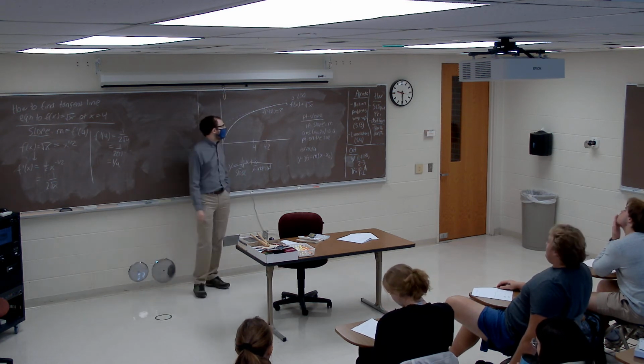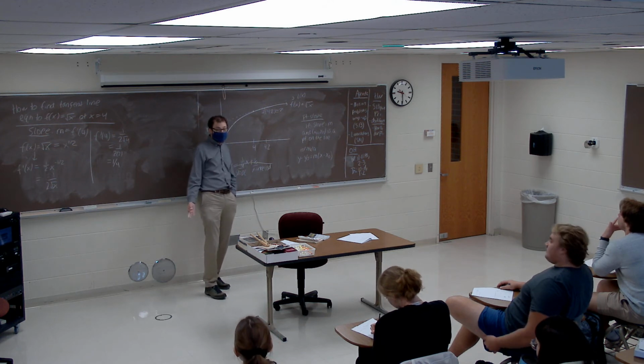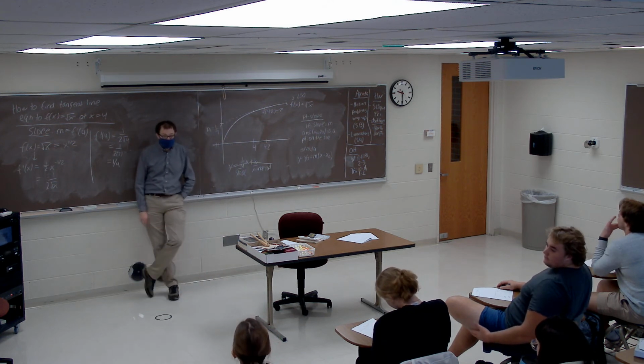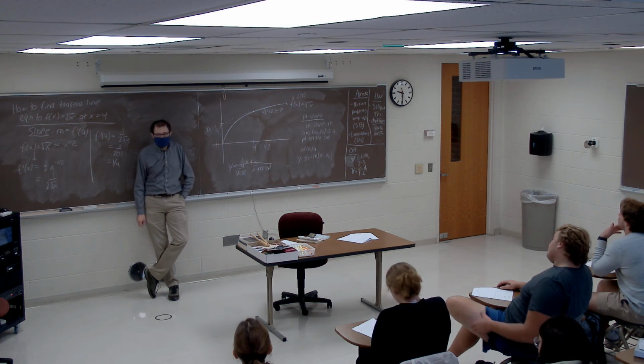So I'd like to find a point on this line. Rachel, you have any ideas for how we could find a point? 4, 2. 4 comma 2. Why is 4 comma 2 a point on that line?